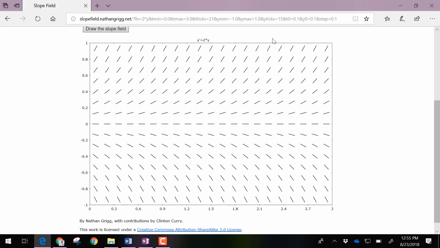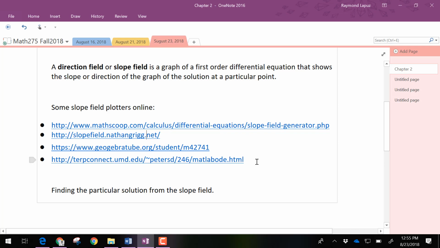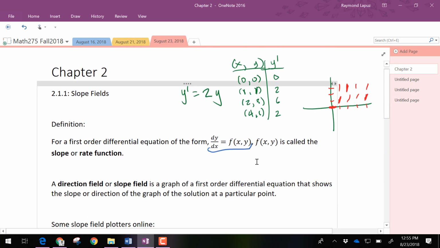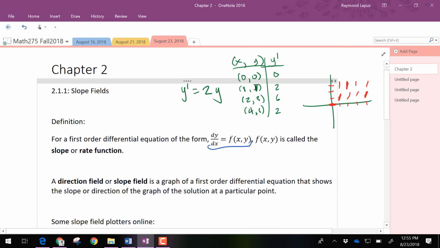I just did some simple examples and was not interested in plotting more than what we plotted, but that's the general idea. You get a table like this, and then at each point you'll have a specific direction that your graph would be going.